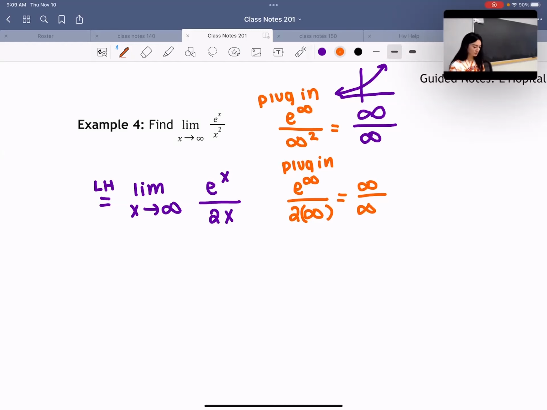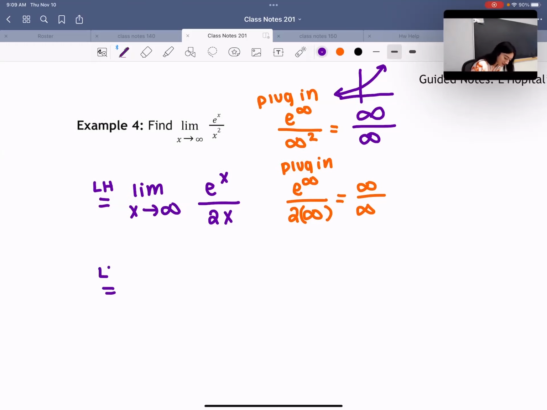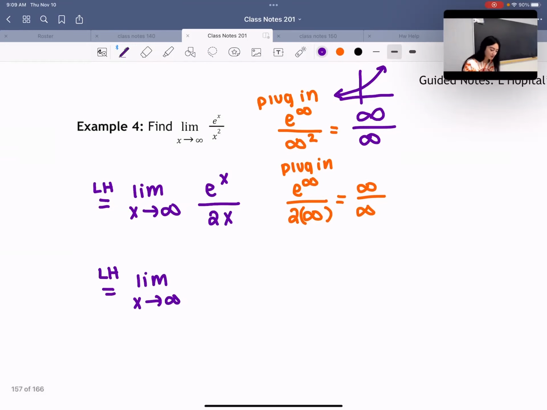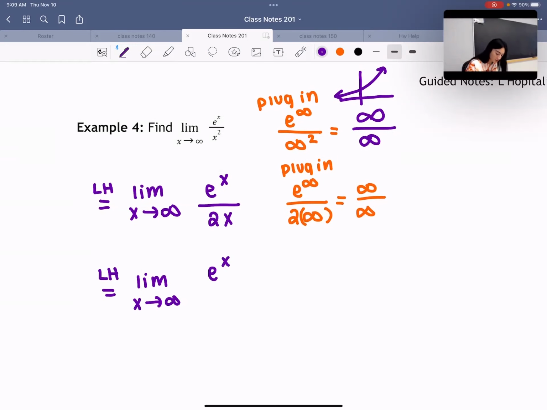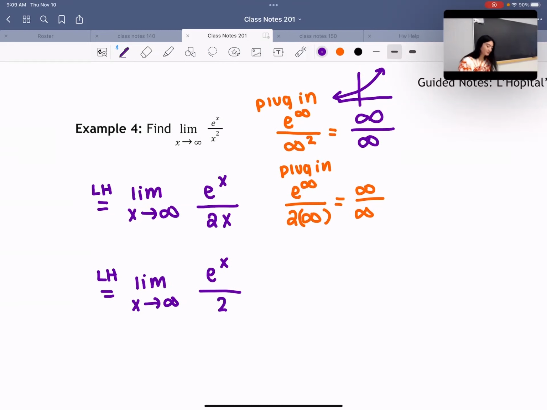So did L'Hopital's rule kind of fail here? No. What do you think we should do? Yeah, do it again, right? Do L'Hopital's rule again, so now we're doing it twice. We've got the limit as x goes to infinity. The derivative of e to the x is still e to the x. What's the derivative of 2x? 2, good.